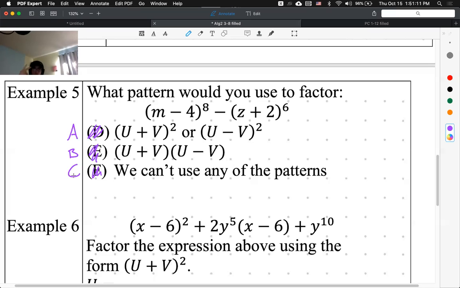I remember the first time I saw this was in high school. I definitely thought it was C. The answer is B. Is there anyone that can raise their hand to explain why?